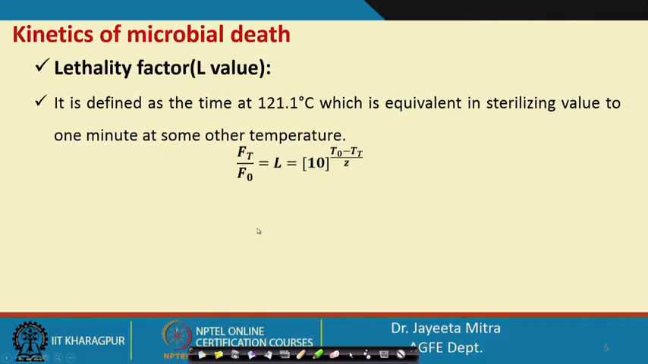So, Ft by F0, where Ft is the process time at any other temperature, is equal to the lethality factor, that is 10 to the power (T0 minus Tt) by Z, where T0 is the reference temperature, Tt is the temperature at which the processing has been done for 1 minute, and Z is the temperature dependence of that particular microorganism.